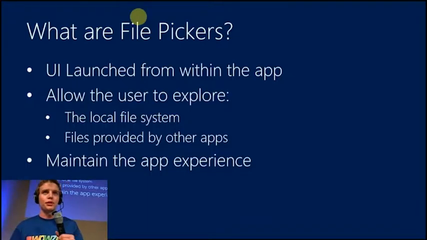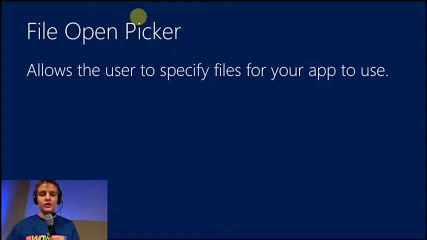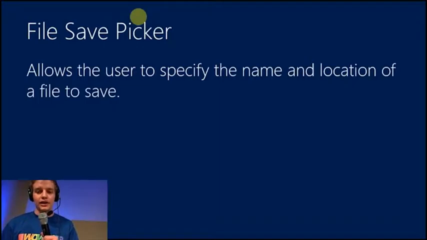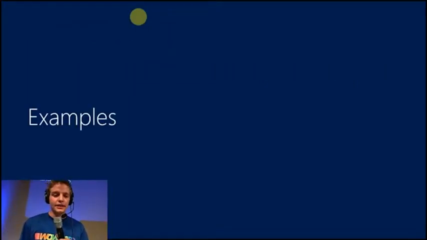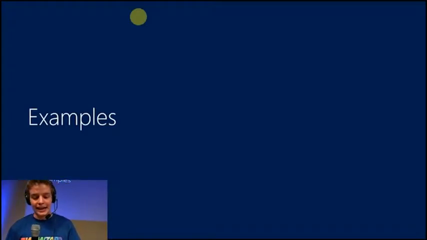There are two kinds of file pickers that I want to talk about today. Their names are pretty self-explanatory. The first one is the file open picker, which allows the user to specify files for your app to use. And the second one is the file save picker, which obviously allows the user to specify the name and location of a file for your app to save. So let's take a look at what those look like in action.